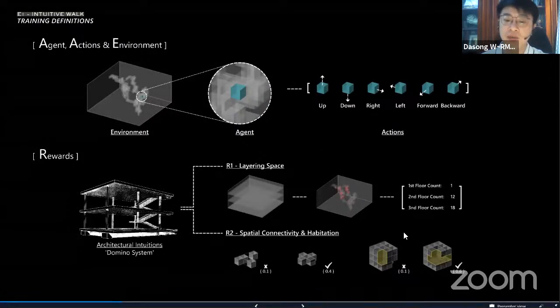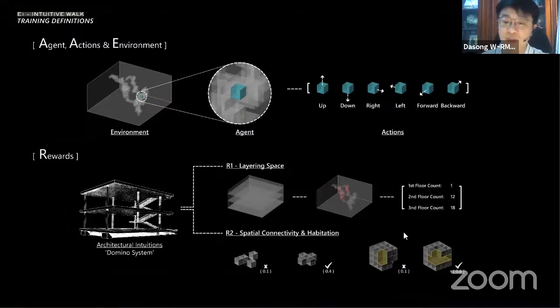Diving into some detailed definition of the experiment, the agent is a voxel that initially moves randomly along 6 axes in a grid of fixed dimension. Some intentions extracted from the Domino system serve as training rewards. The first reward is layering space, where agents will be charged when they form floor space at certain heights. The second reward is encoded based on intentions of spatial connectivity and habitation, which evaluates the spatial condition both horizontally and vertically based on each voxel.